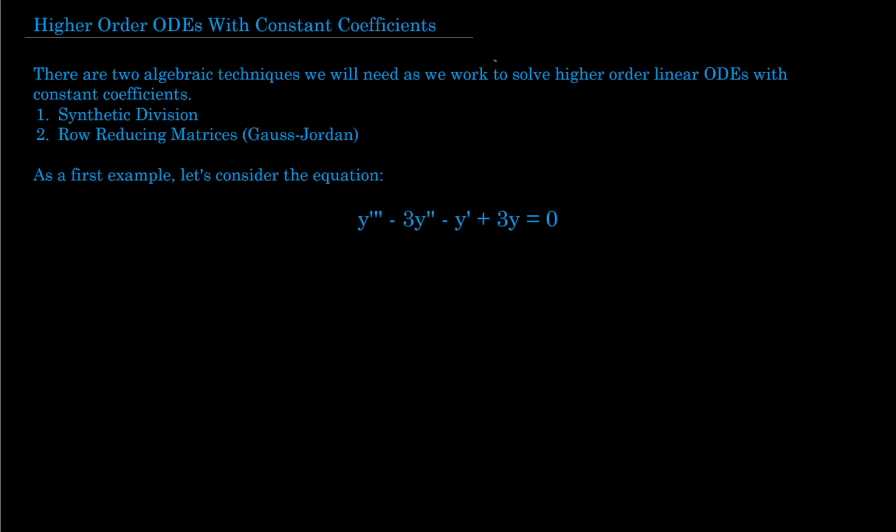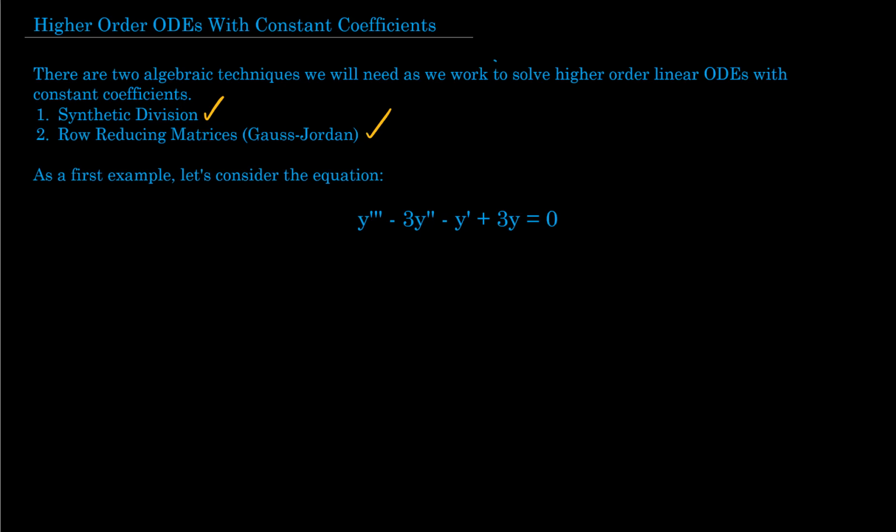In this particular video, we are going to take on higher order ordinary differential equations with constant coefficients. We're going to limit ourselves to linear ordinary differential equations. As we approach solving these, we're going to find that along the way, there are two different algebraic techniques that you've probably learned somewhere earlier that we're going to need. The first of these is synthetic division. And the second of these is row reducing matrices. Sometimes this is called the Gauss-Jordan technique.